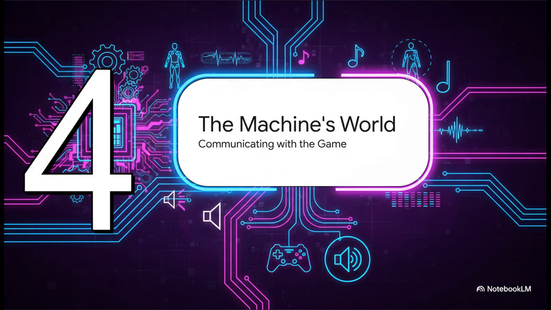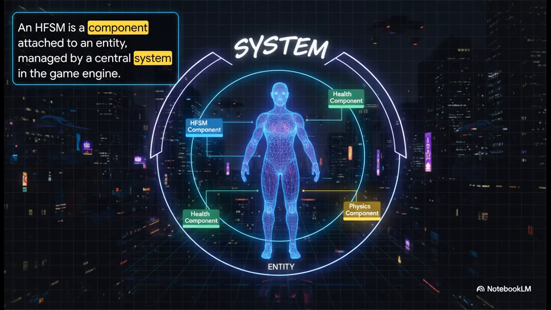So this HFSM is pretty brilliant, right? But it's just the brain. A brain is kind of useless if it can't talk to the body. In this case, the animation system, the audio system, you name it. It needs to communicate. So in most modern game engines, this is handled by a really popular design called an Entity Component System, or ECS.